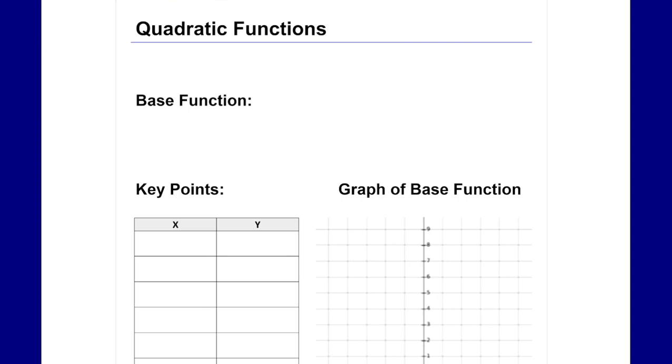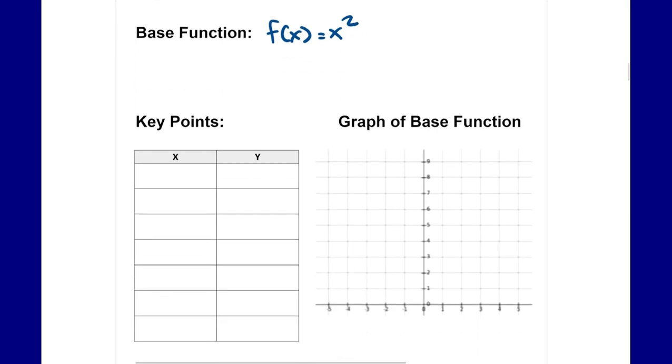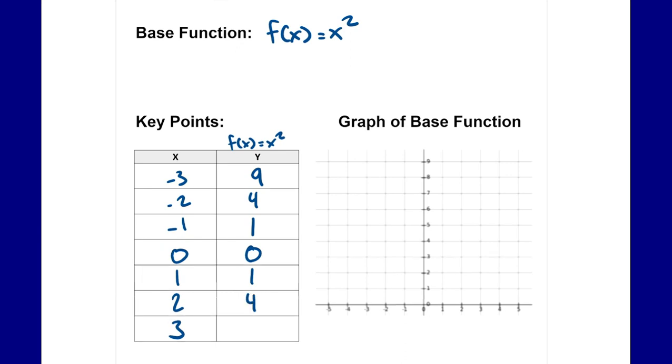So the base function for a quadratic was f(x) = x squared, right? Regular quadratic, x squared. So our key points, we have x and f(x), which is x squared. So if I had, say, -3, -2, -1, 0, 1, 2, 3, then the y value, or f(x), would equal 9, 4, 1, 0, 1, 4, 9. All we did was took those x values, plugged them into the function, and solved.